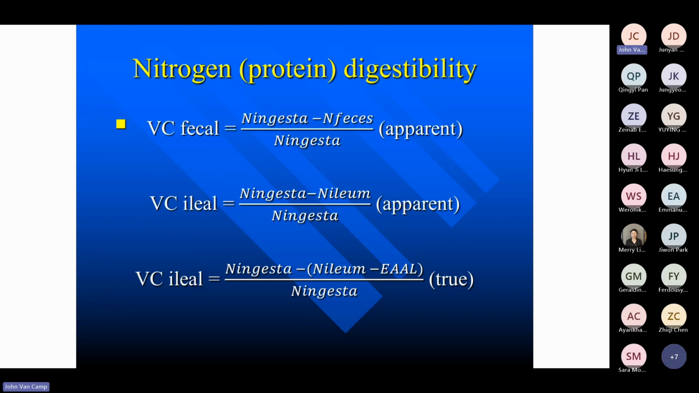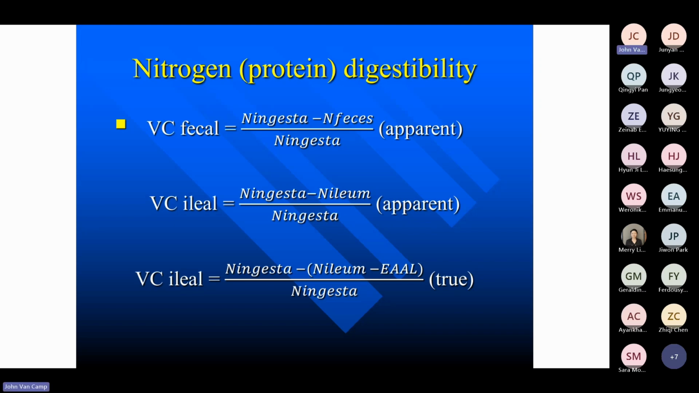To show that in the form of formulas, it's easier to understand. The digestibility coefficient at fecal level, which is apparent, means that you measure the nitrogen in the ingesta, so the nitrogen in the food, minus the nitrogen in the fecal material, divided by the nitrogen in the food. And you might multiply by 100 if you want it as percent, and this gives you the digestibility coefficient measured in the feces, while it is an apparent coefficient with no correction for endogenous losses.